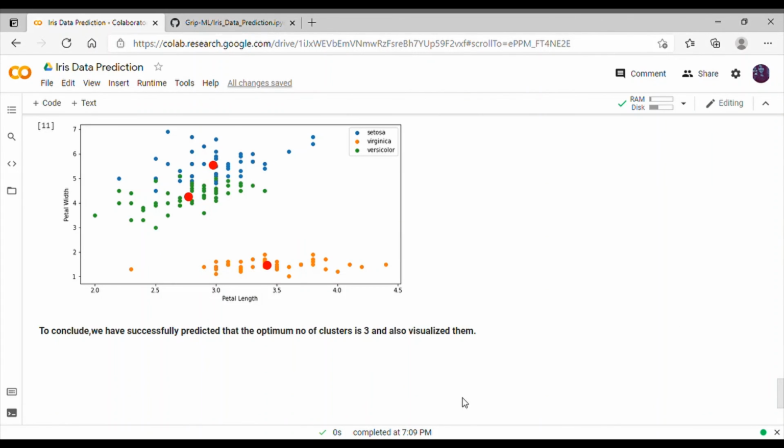So we have successfully predicted the optimum number of clusters, which we have found is 3, and also we have visualized them. Hence I have completed my task 2.